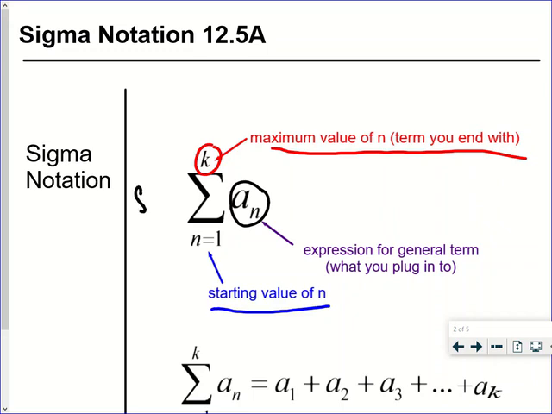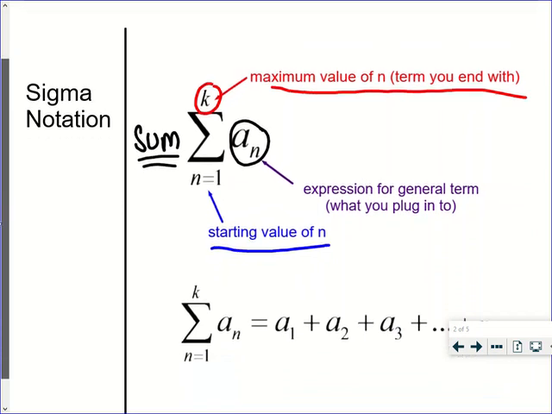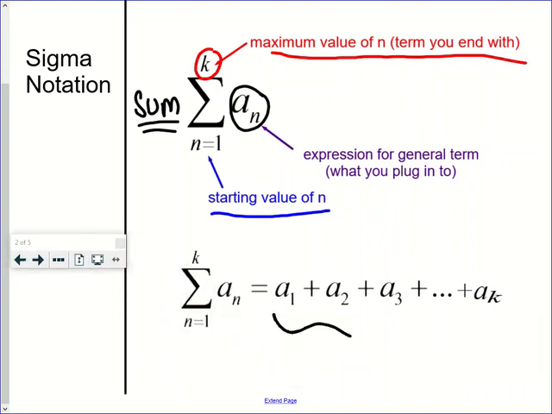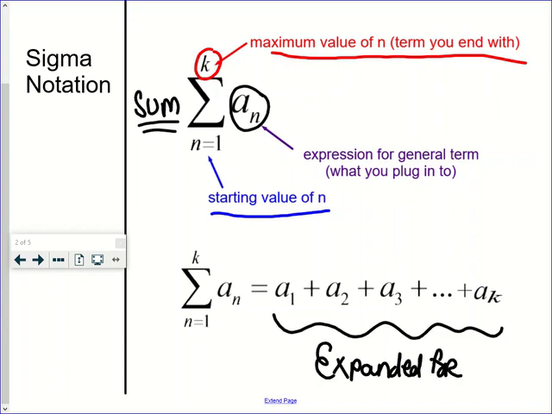And then sigma stands for sum. So the goal of today is to find the sum of all of these things. And this second notation is what's called the expanded form. So having them written all out is called the expanded form. So for some problems today, you're going to expand it before you find the sum. So that's how your answer should kind of look for some of your problems.